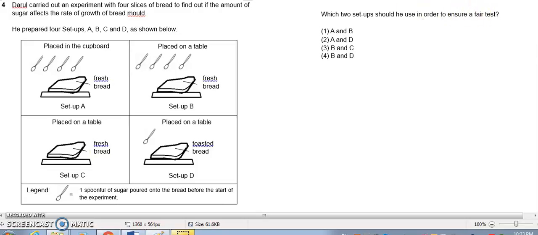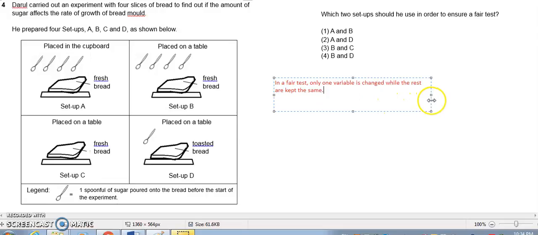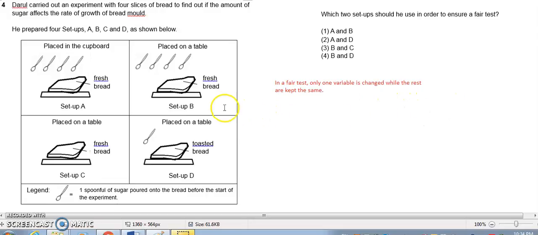So in a fair test, only one variable is changed while the rest are kept the same. So in this case, let's take a look at the 4 setups.